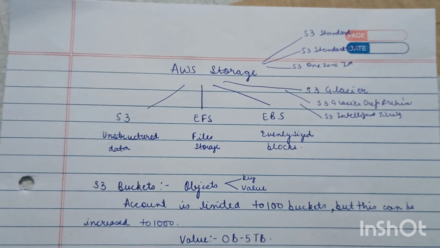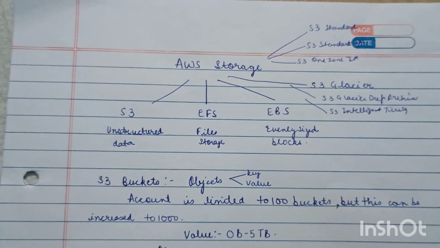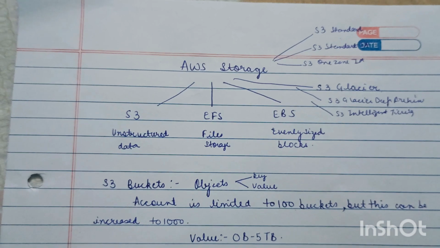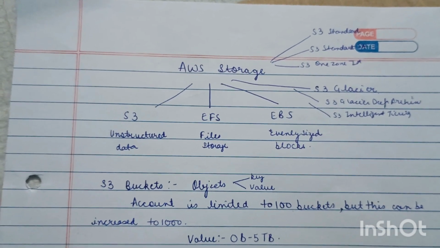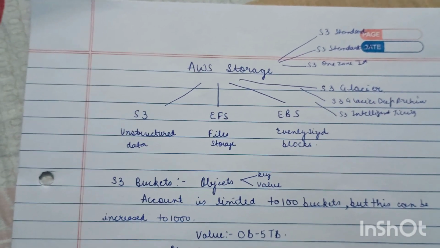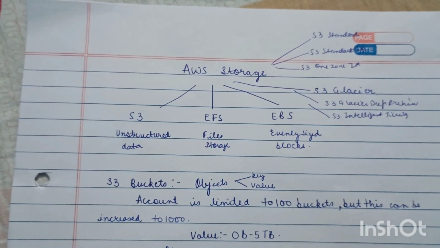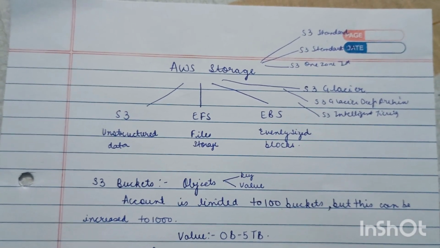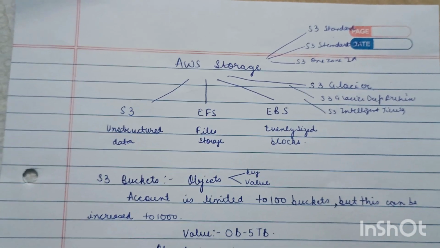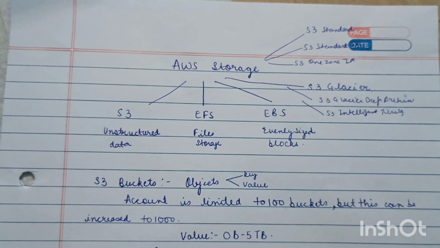S3 Standard-IA is for data which we will need, but very infrequently, so we can use S3 Standard-IA. S3 One Zone-IA means replication will be done in only one availability zone, and then we can use S3 One Zone. S3 Glacier Deep Archive is where the retrieval time is very high, but the data stored here is data which we will not require that much.